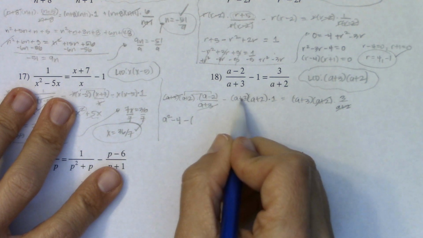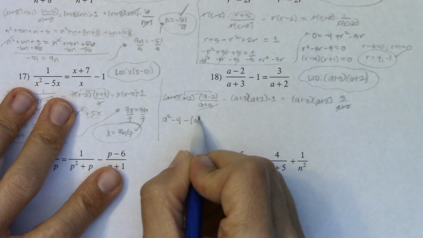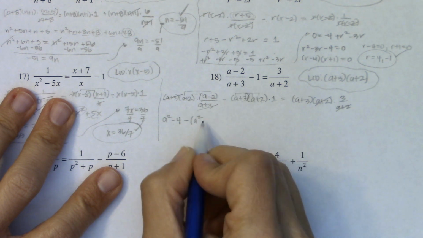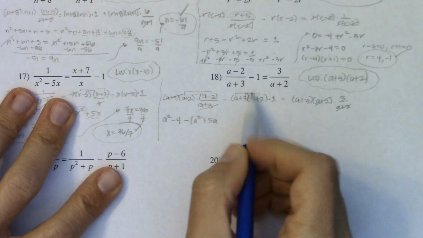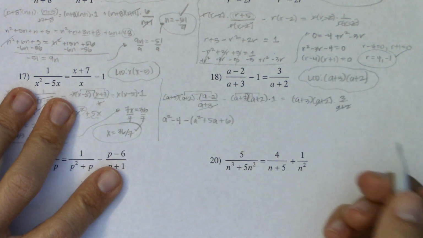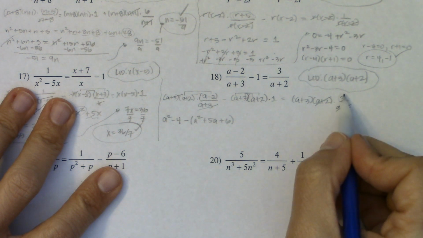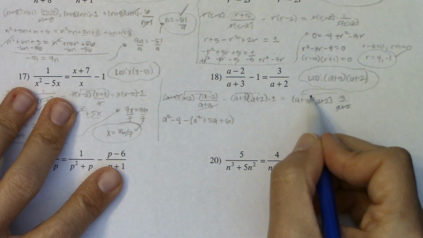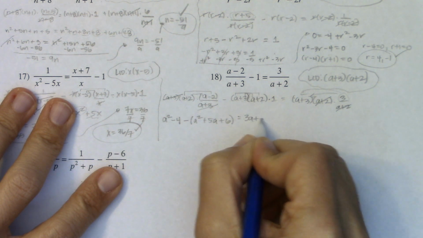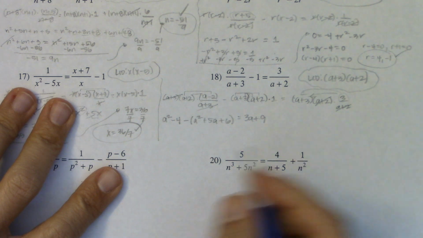When I FOIL this, we've got a squared. Outer is 2a, inner is 3a, 2a and 3a is 5a. Positive 3 times positive 2 is positive 6. I will distribute that negative in the next step. I have a 3 getting distributed to the a and to the 3, so that's ultimately going to be equal to 3a plus 9.